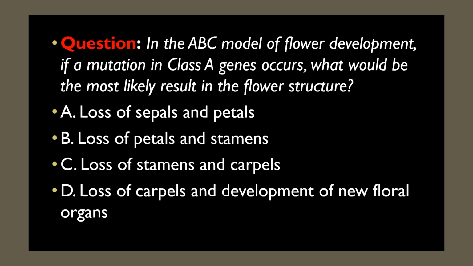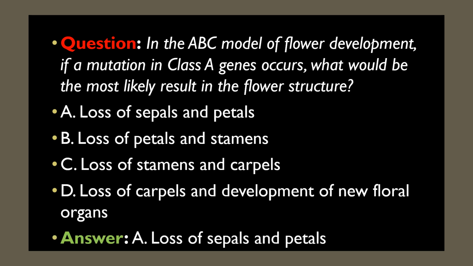The next question is on your screen. In the ABC model of flower development, if a mutation in class A genes occurs, what would be the most likely result in the flower structure? Option 1 is loss of sepals and petals, then loss of petals and stamen, loss of stamen and carpel, and loss of carpel and development of new floral organ. So the answer is loss of sepals and petals. Let's move to the next question.